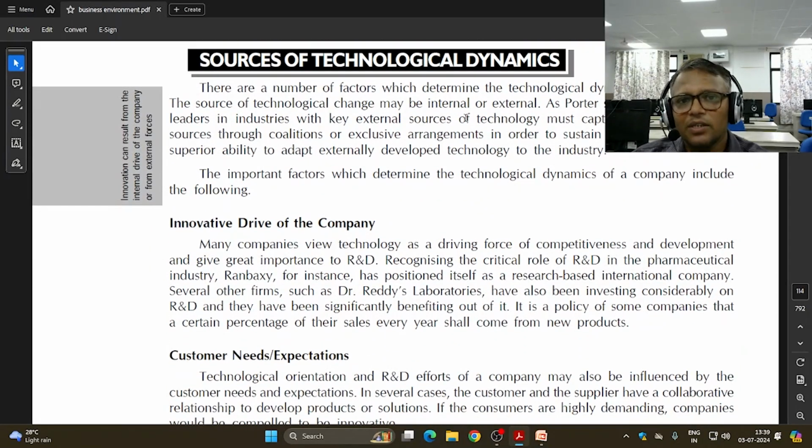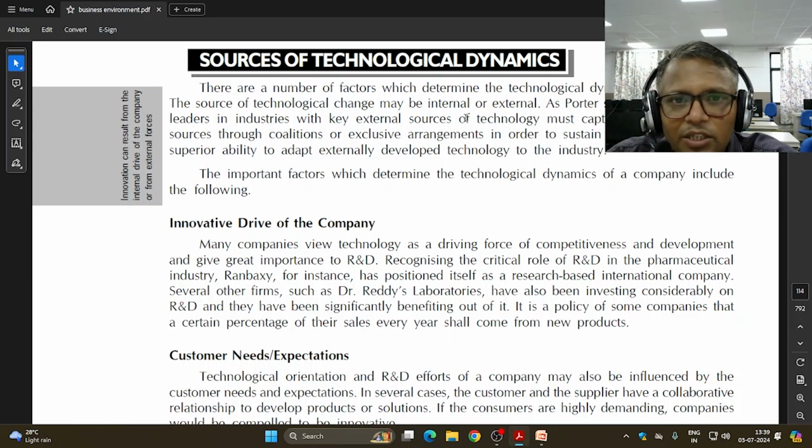There are a number of factors which affect the technological dynamics of a company. The sources of technological change may be internal or external. As Porter suggested, technological leaders in the industry must identify key external sources of technology and capture the best of those sources through coalitions or exclusive arrangements in order to sustain their lead or to have a superior ability to adapt the externally developed technology of the industry. Thus, the important factors which determine the technological dynamics of a company include the following.